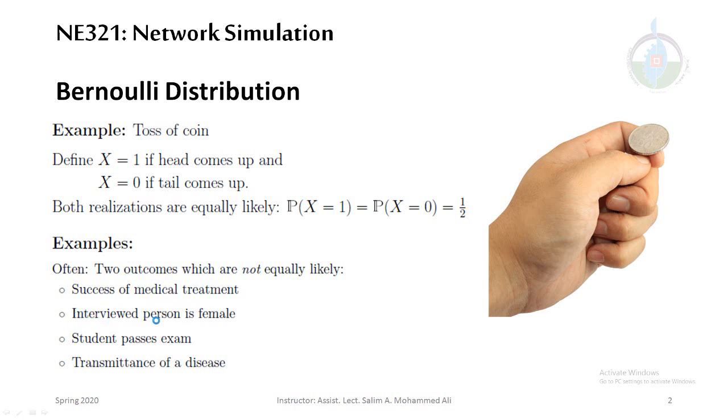Okay. Another example is whether an interviewed person is female. For example, there are some applicants for a job, and an applicant may be female or male. They do not have an equal chance, depending on the job type or job description. Another example is whether students pass the exam. The rates at which students pass exams differ from one subject to another. Transmittance of a disease can also be considered a Bernoulli distribution, such that the disease can be transmitted or the disease cannot be transmitted.